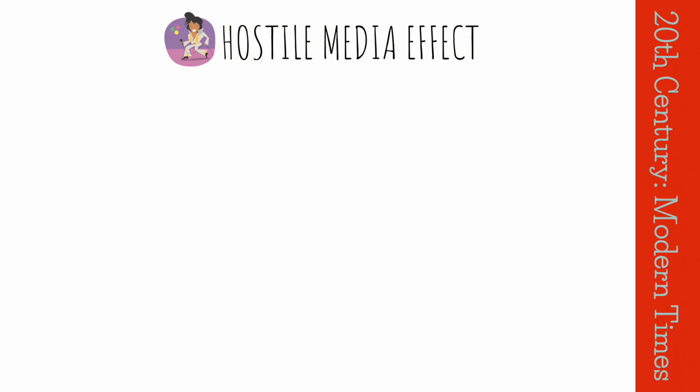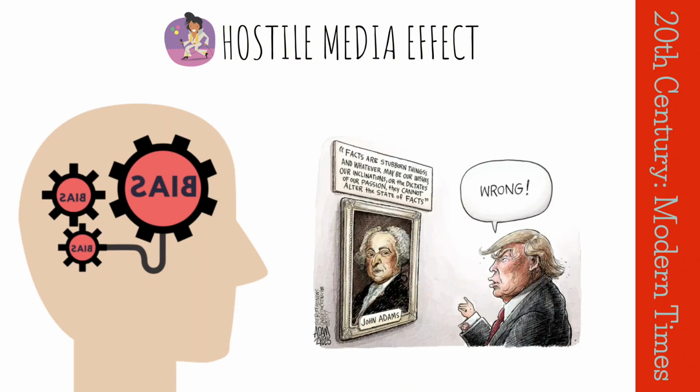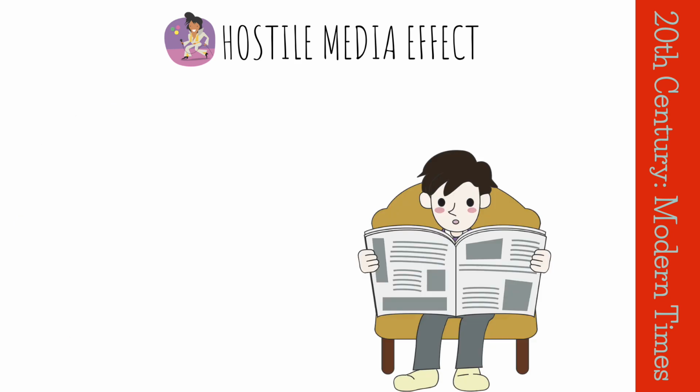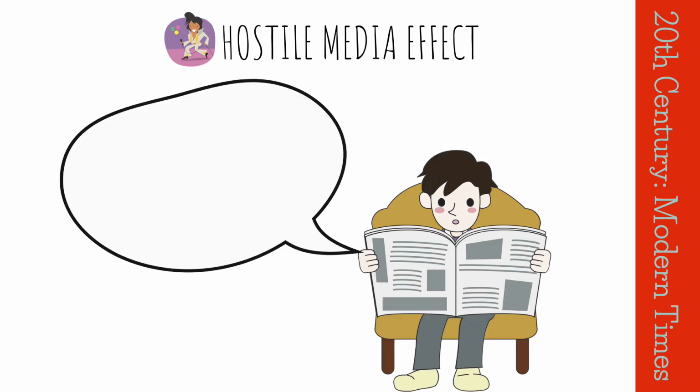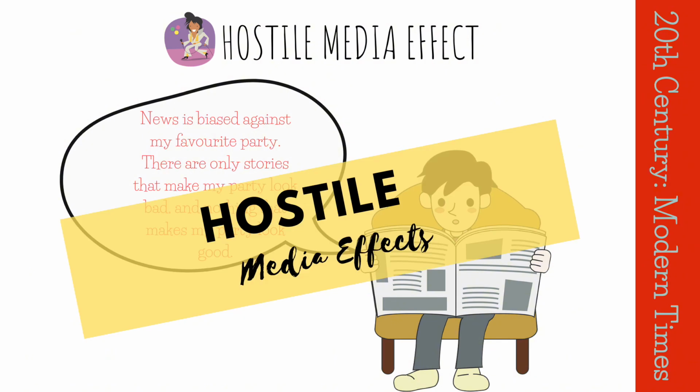However, selective attention can also lead to biases. For example, if you're really interested in a particular topic, you might be more likely to notice information that supports your belief about that topic, and less likely to notice information that contradicts your beliefs. This is called the hostile media effect. It's a cognitive bias that occurs when people believe that the media is biased against their own point of view.